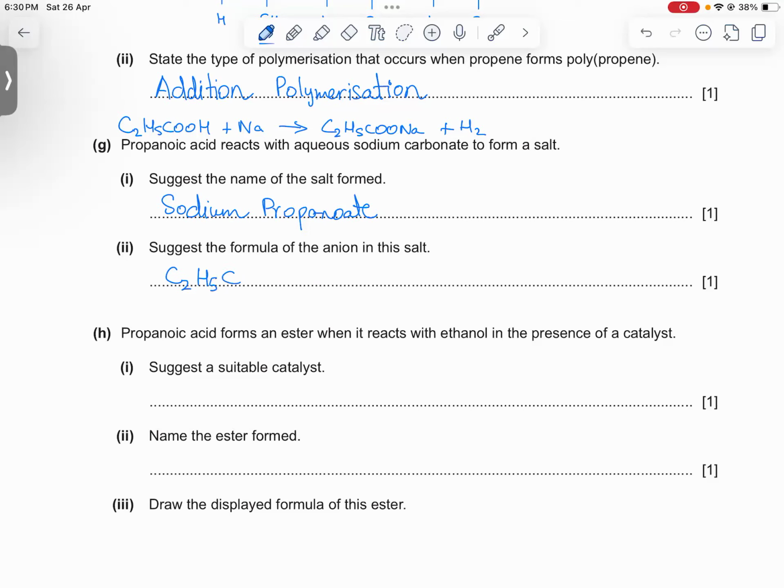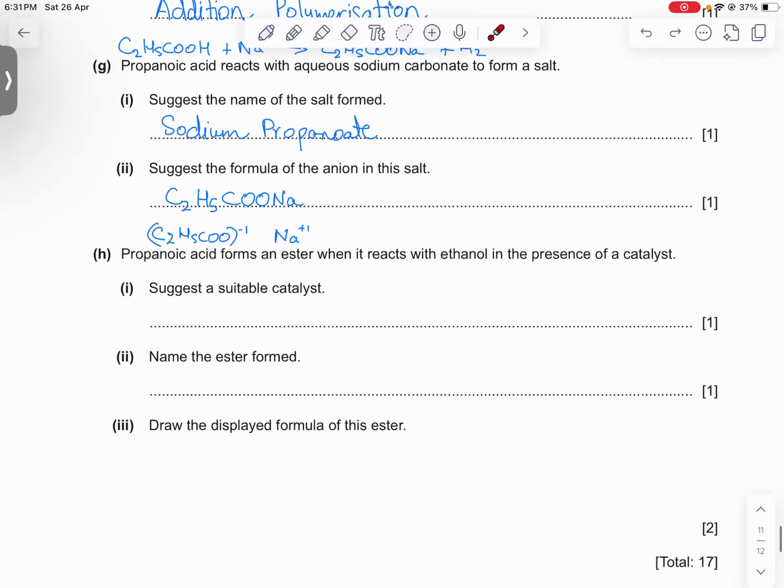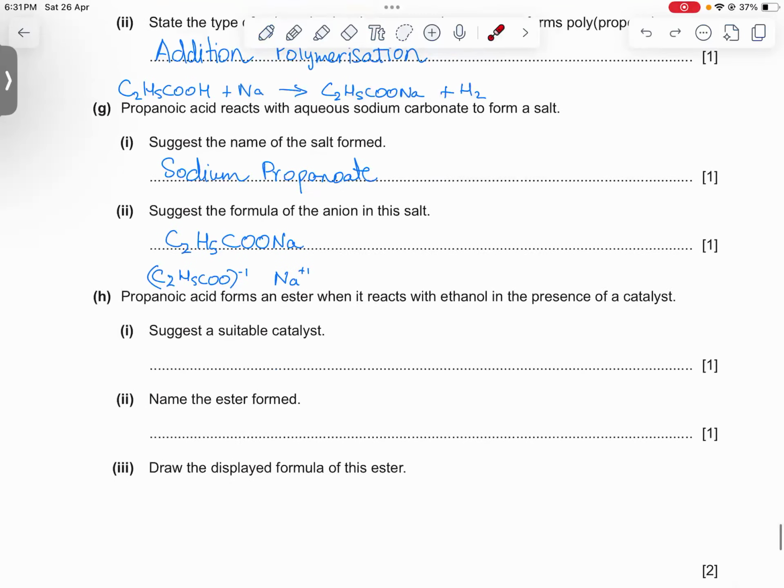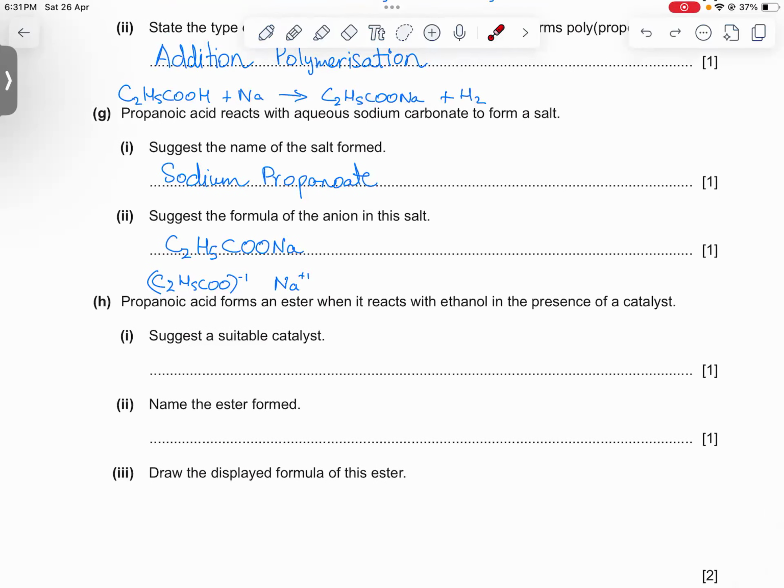In some exams, they have reacted propanoic acid with calcium. All right, they have also reacted propanoic acid with magnesium. So you have to judge what the formula will be from the ionic charge. Like C2H5COO has an overall charge of -1 and sodium has an overall charge of +1. So that is why the formula is C2H5COONa. Next question. But sir, they're only asking for the anion, so isn't it only going to be C2H5COO-?